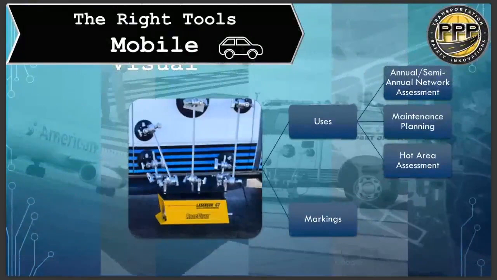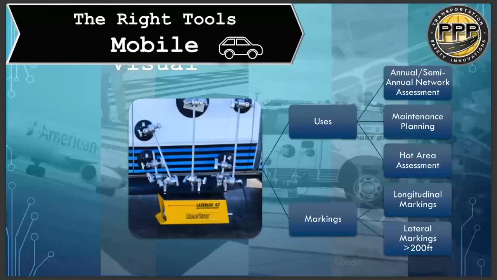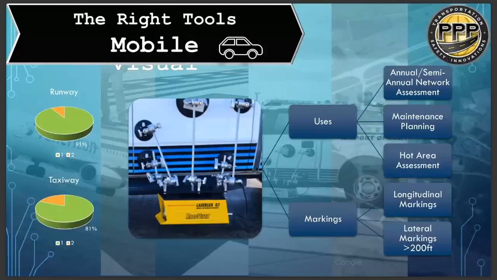Then we have, of course, the different types of markings, longitudinal markings, and lateral markings of 200 feet or more. Again, kind of looking at the same chart, just reverse. 91% of the runway markings can be measured by a mobile, and about 81% of the taxiway markings can be measured with a mobile retroreflectometer.